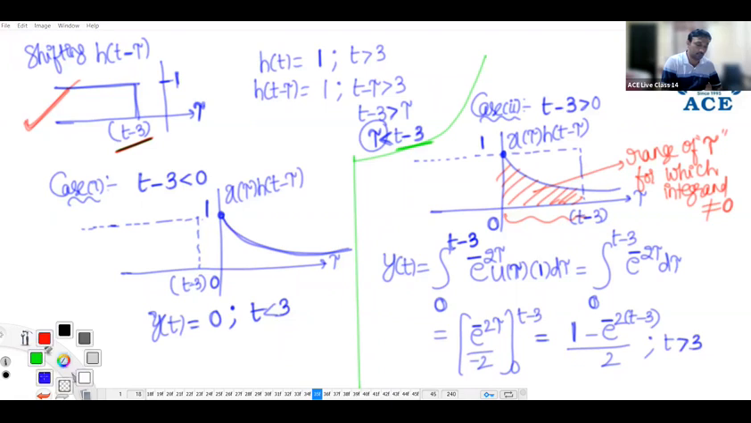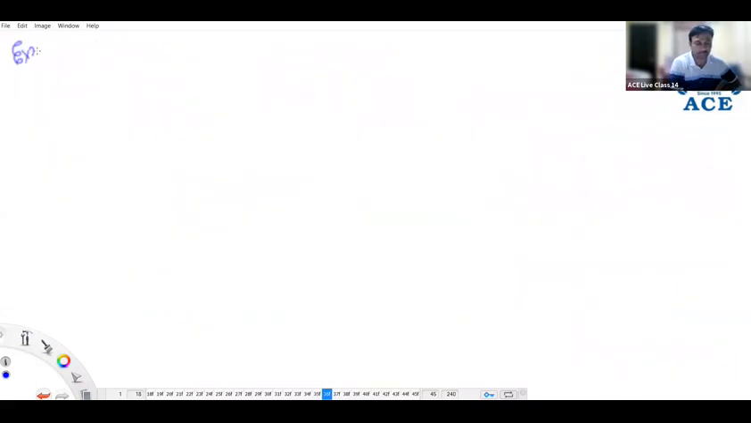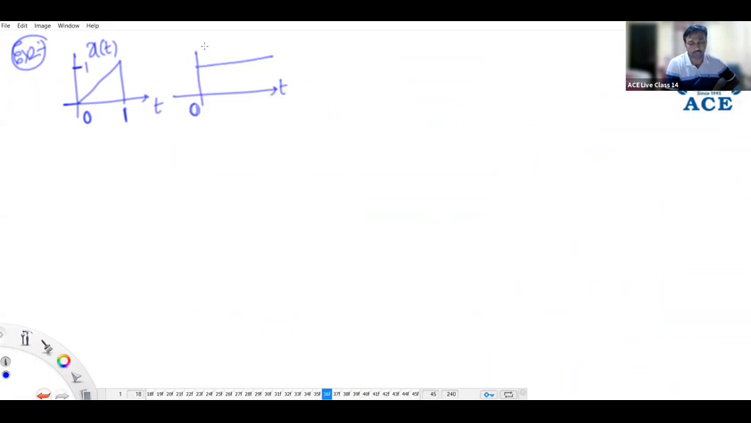I will give one more model for you. Respond with the answer in the chat box. Take 10 minutes. I will know how much you have really understood. Suppose the input is given like this. The other one is given as a step function. Perform the convolution.